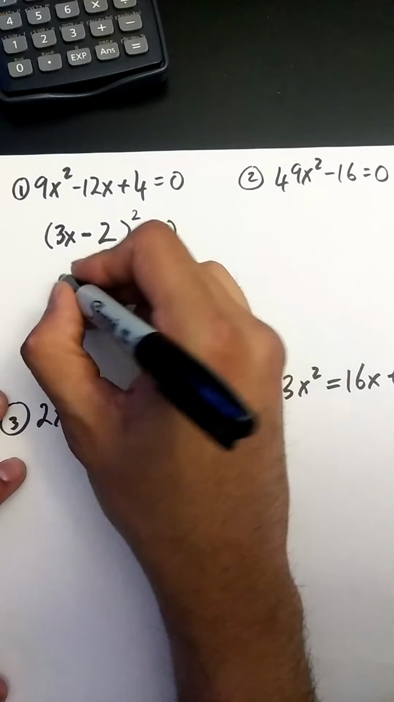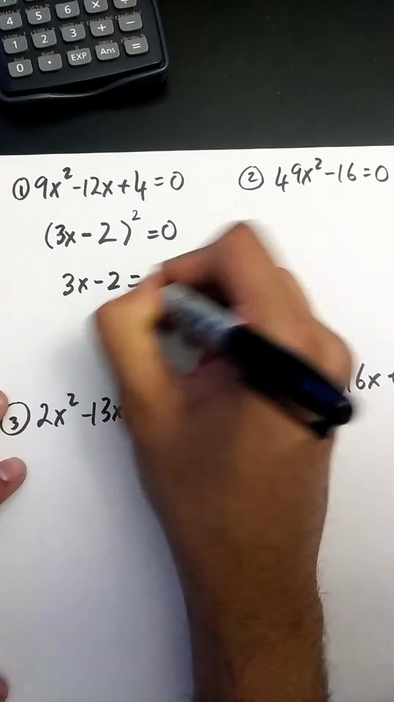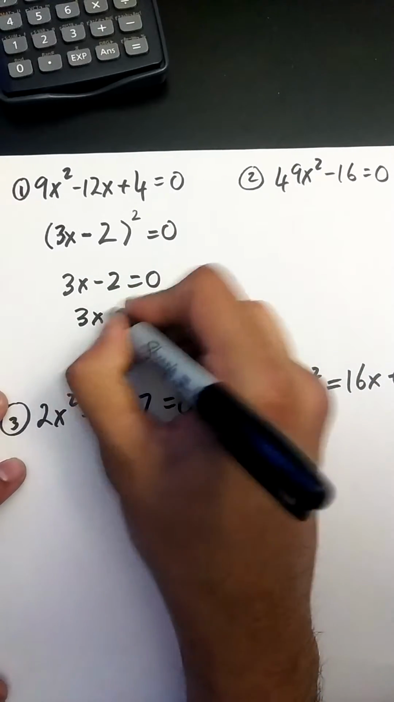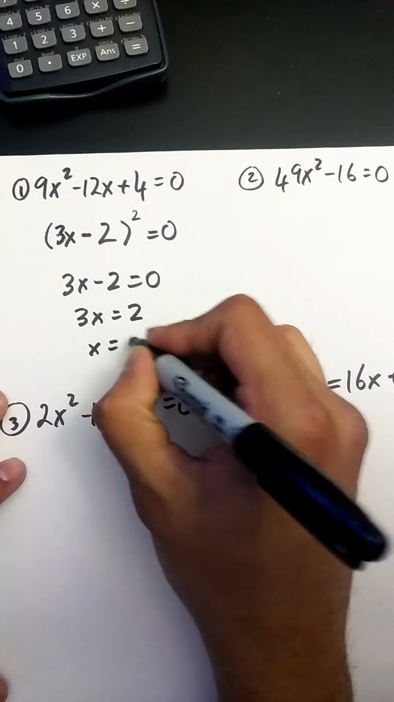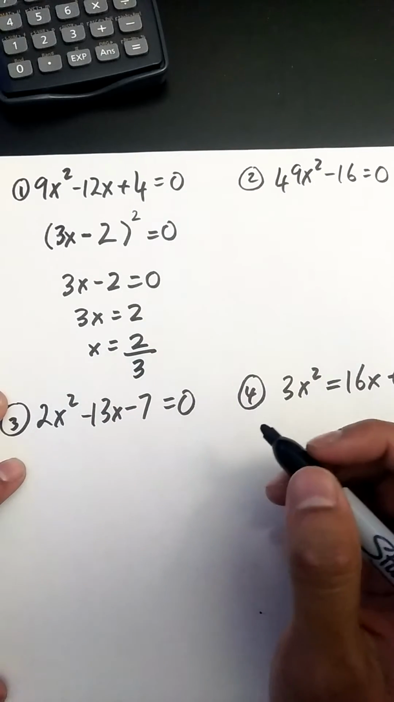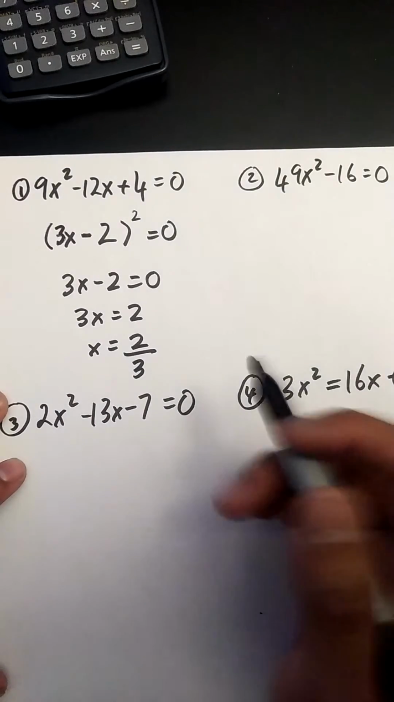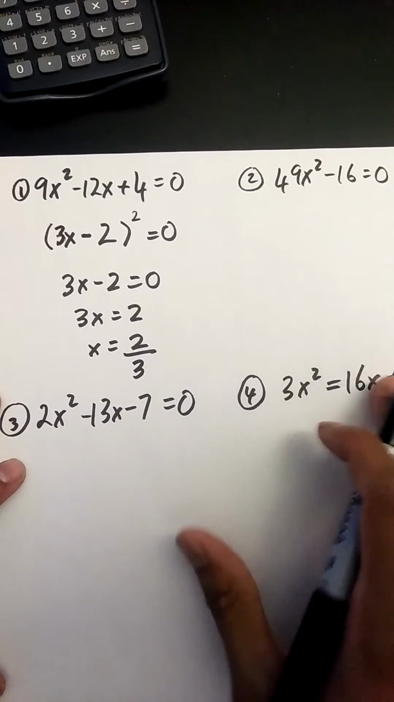Okay, so now we can solve this. It's basically 3x minus 2 equals to 0. So 3x will equal to 2. So x equals 2 over 3. Only one solution in any perfect square question.